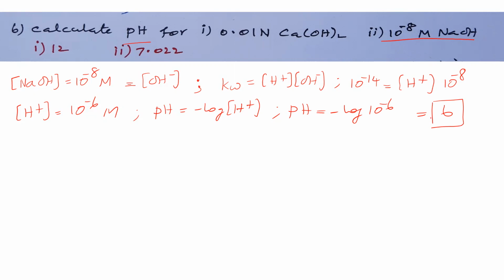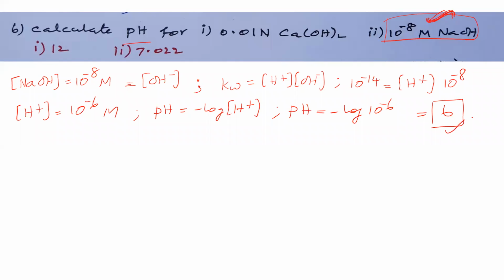Okay. What is the solution given here? We have 10 power minus 8 molar sodium hydroxide solution. Temperature is not mentioned, which means we have to consider 25 degrees Celsius. At 25 degrees Celsius, pH is equal to 7 for neutral, and pH is greater than 7 for basic. Sodium hydroxide is a basic solution only, no? Sodium hydroxide is a basic solution, in the sense that its pH should be greater than 7.